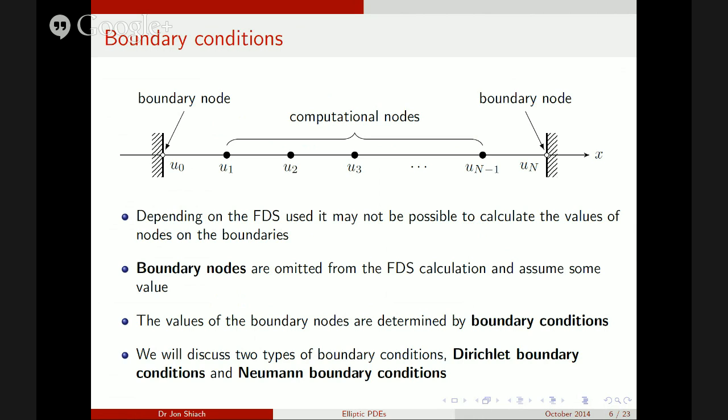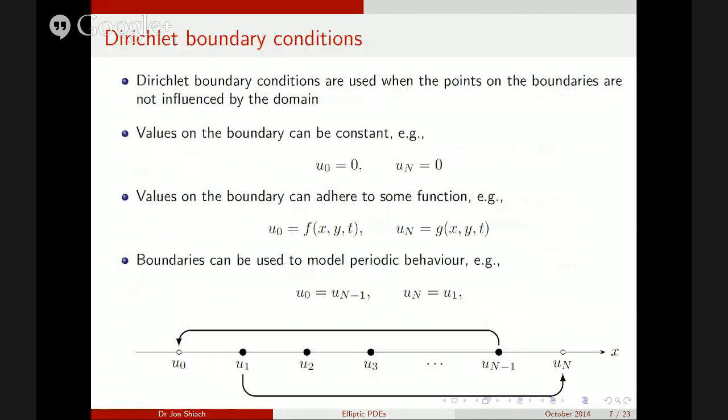There are a few types of boundary conditions. In this unit, we're just going to be looking at two types. They're called Dirichlet boundary conditions and Neumann boundary conditions. So the first type is Dirichlet boundary conditions. This is the simplest type, and this is used when the points on the boundary are not influenced by whatever's going on inside the boundary. So they're independent of the behavior of the system within that domain.